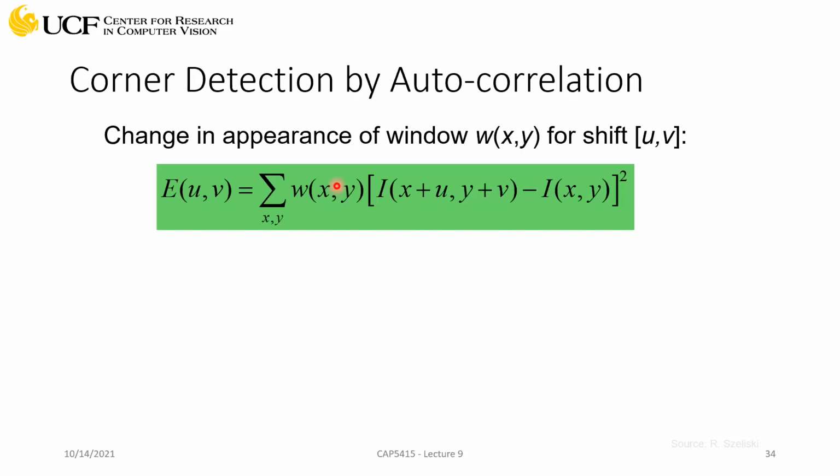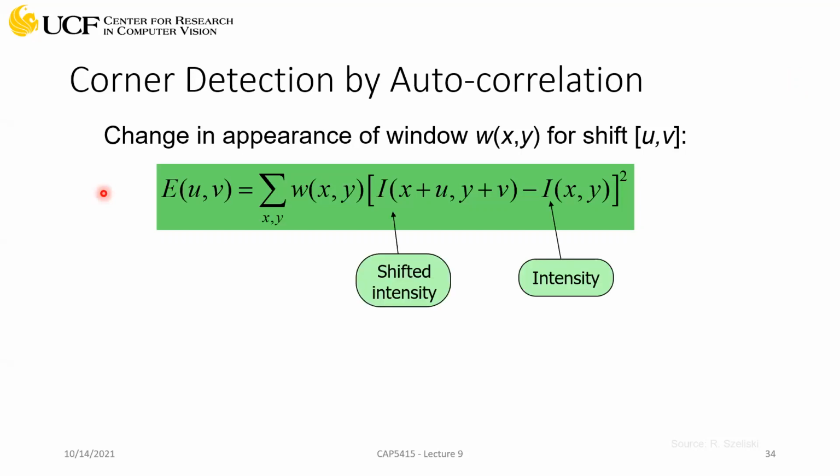Okay, so that's good. Question from Zubin. It's essentially calculating change in intensity with neighboring pixels. Yeah, that's correct, Zubin. You're just looking for change in intensity. Okay, so that's the intensity, that's the shifted intensity, and this is the window function. This will define what neighborhood you're going to consider.